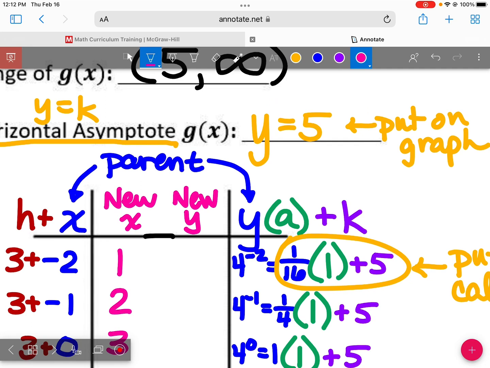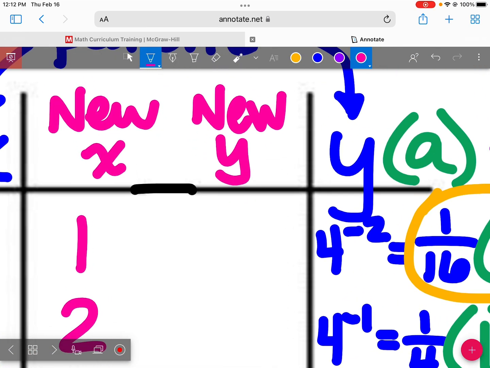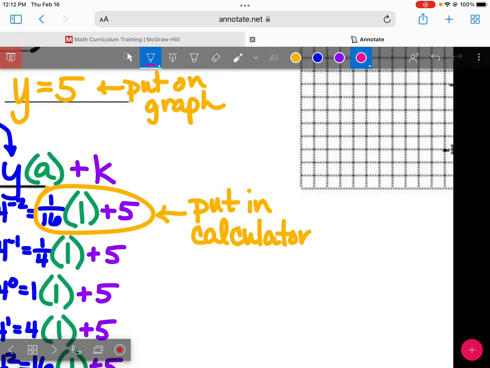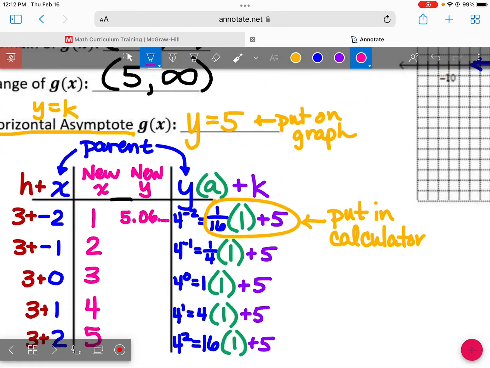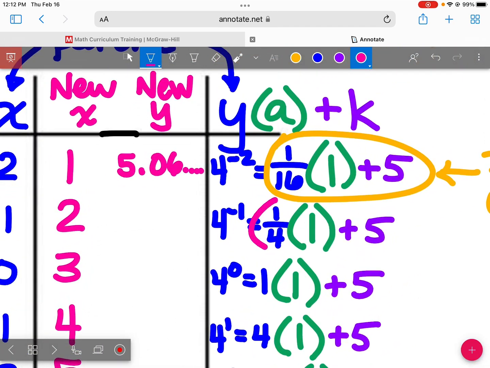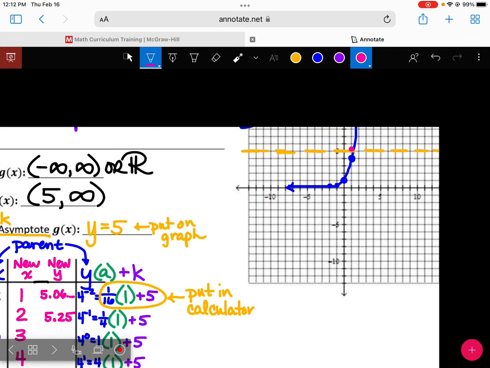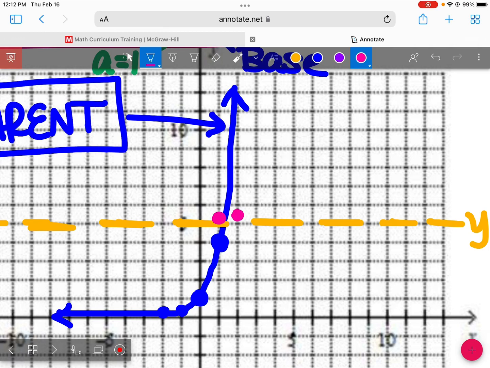When I put this first one in the calculator, 1 over 16 times 1 plus 5, what do we get? 5.06 something, something, something. That's good enough for me to get a point on my graph. 5.06 is going to be barely above the 5. So right here. Guys, just finish up this last bit with me. What about when I put this next one in my calculator? 5.25. So I have a point at 2 and 5.25. Pretty close to the first point.